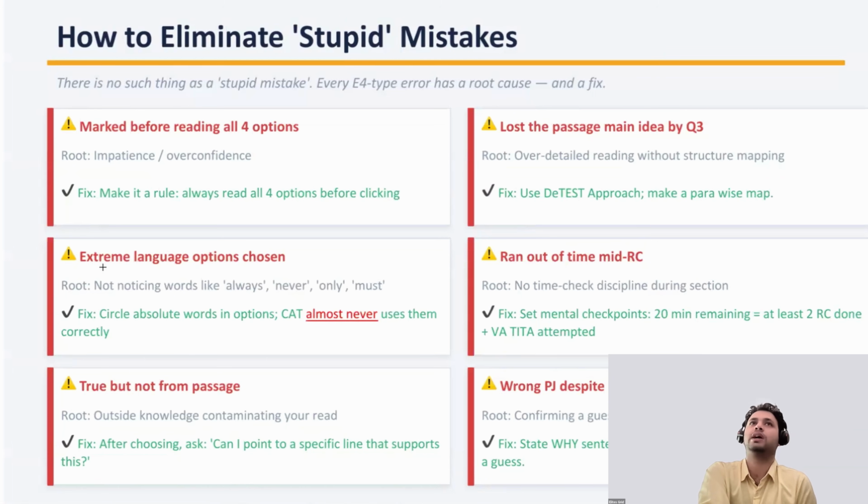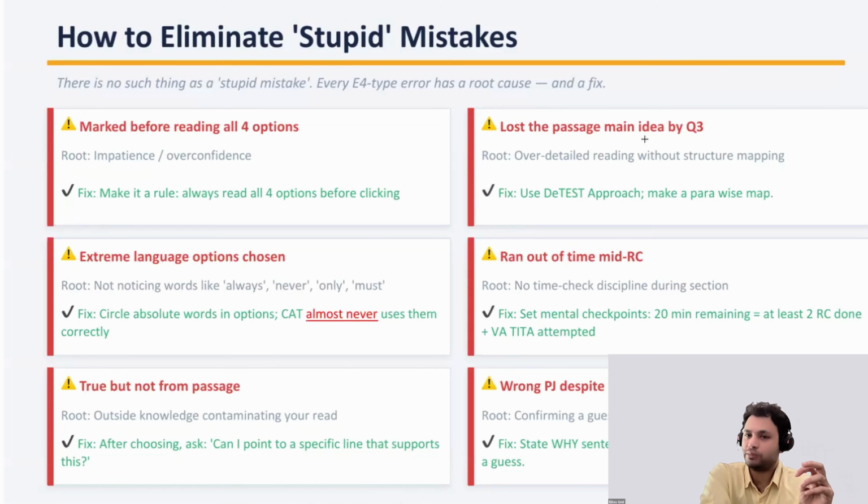So are you picking an extreme language option? Are you even noticing those extreme words in place? Are you noticing those always, never, only, must, would be, etc. type of words, right? Something that is true based on your personal understanding, based on your own knowledge, but is not given to you in the passage, is also not going to be correct. You have to solve questions always from the point of view of the RC. You cannot use your knowledge that is not there. Sure, this does not mean that you do not use common sense. This just means that you cannot use outside knowledge information, right? Do not let that impact your understanding of things.